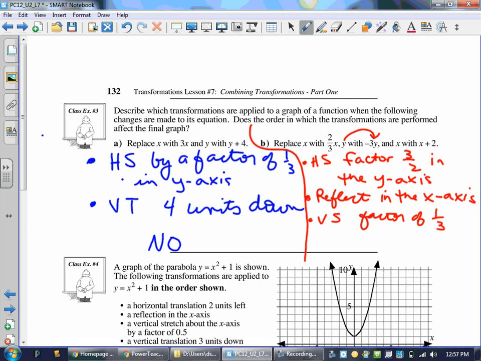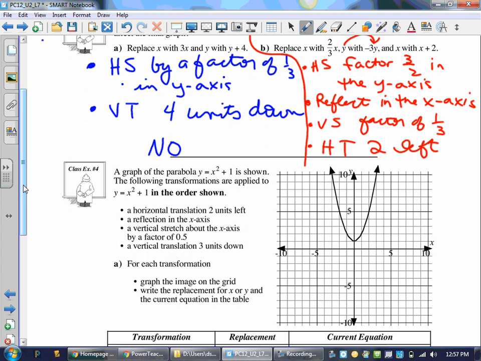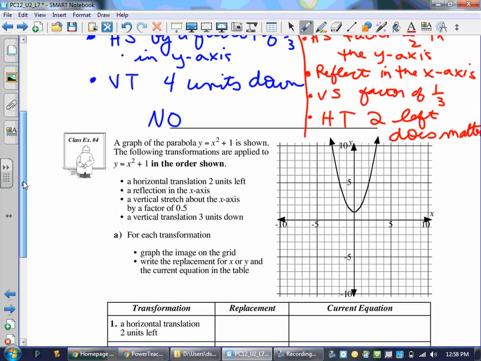And then the x plus 2 means I have a horizontal translation 2 units to the what? Left. Yep. Got it. Good. Now, does the order of all this matter? Yeah, it totally matters, right? Because we have all kinds of stuff happening. That doesn't look like left. It does matter. Okay? It does matter. All right.